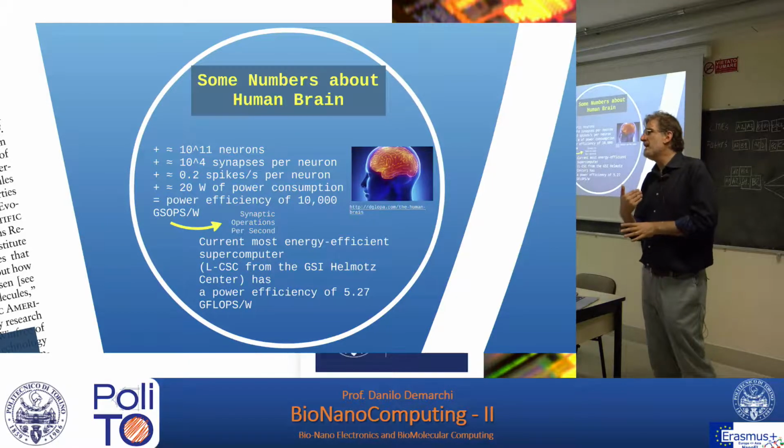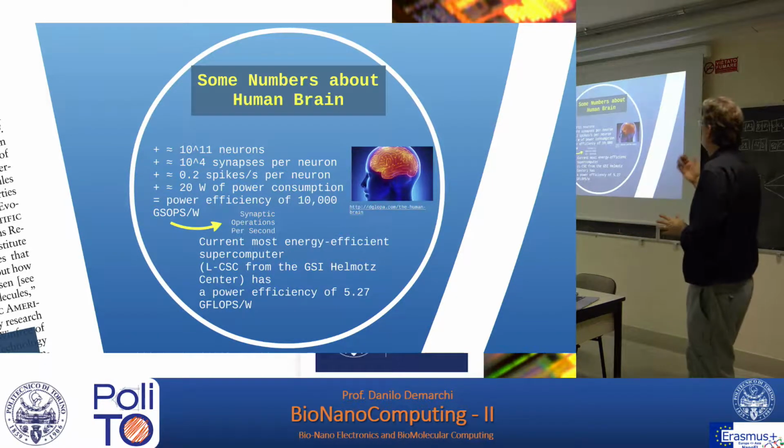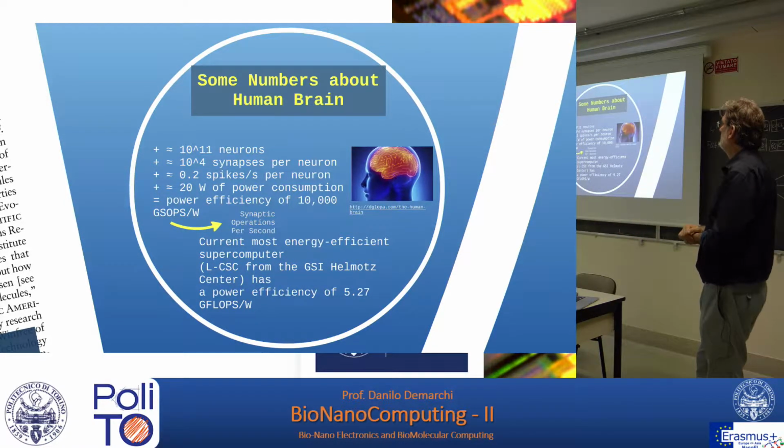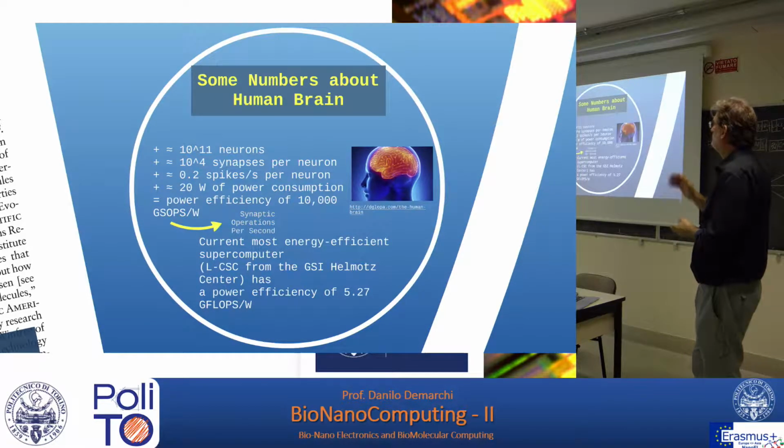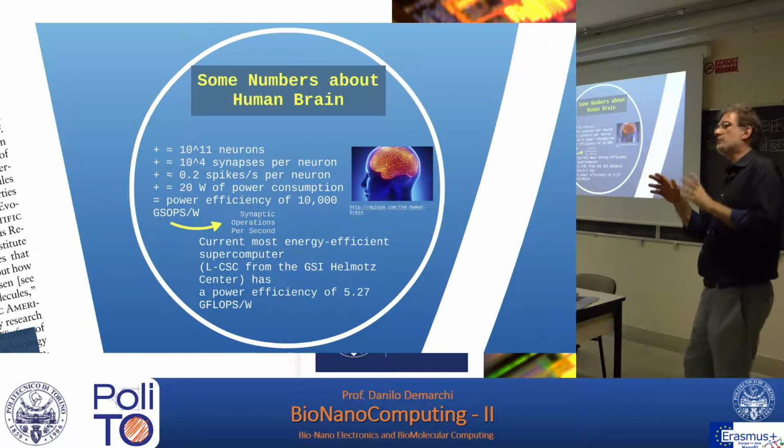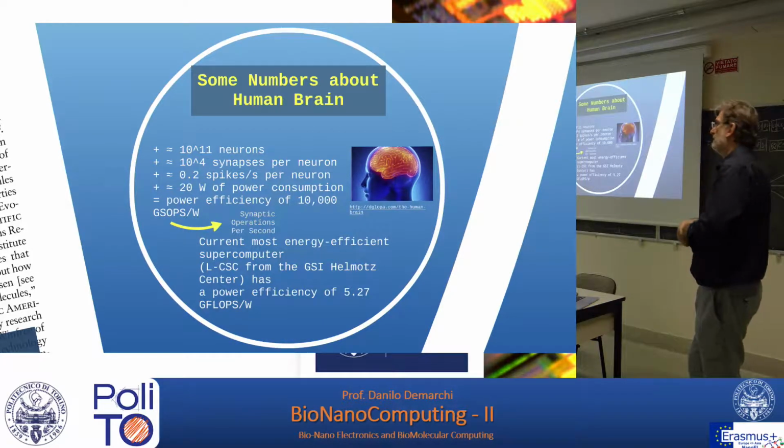So let's go to the brain. The brain has 10 to the 11 neurons, with 10 to the 4 synapses per neuron. Each neuron generates 0.2 spikes per second, and in general, those of us who are thinking consume maybe 20 watts, okay?